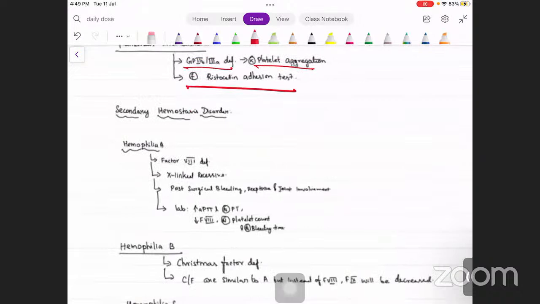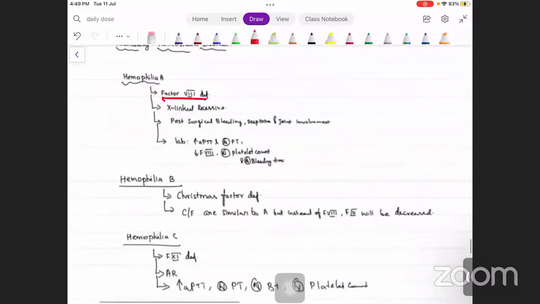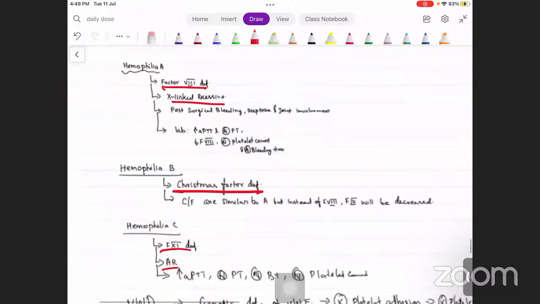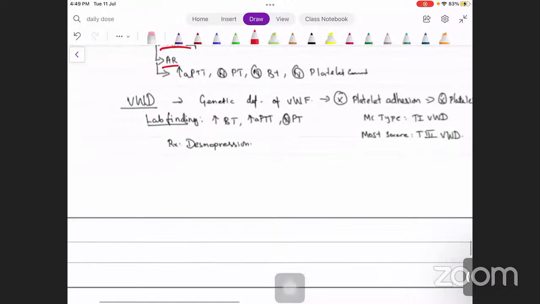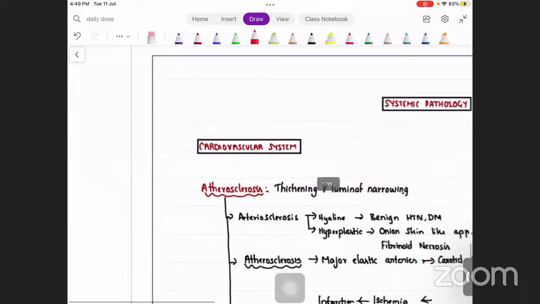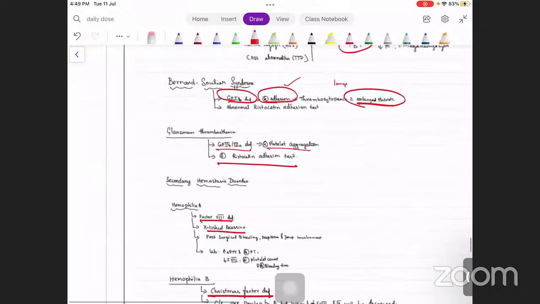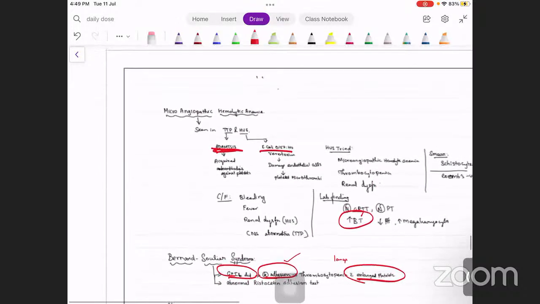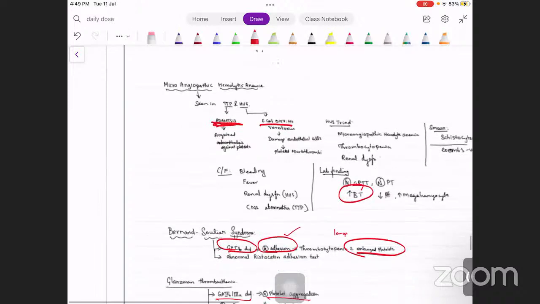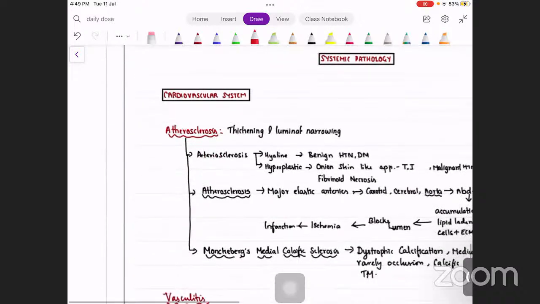Then you have a secondary hemostasis disorder, where you see hemophilia A, B and C. A is factor 8, X-linked recessive, B is Christmas factor defect, and C is factor 11 defect, which is an autosomal recessive defect. So with this we are completing your hematology section. So next possible section is your systemic pathology.